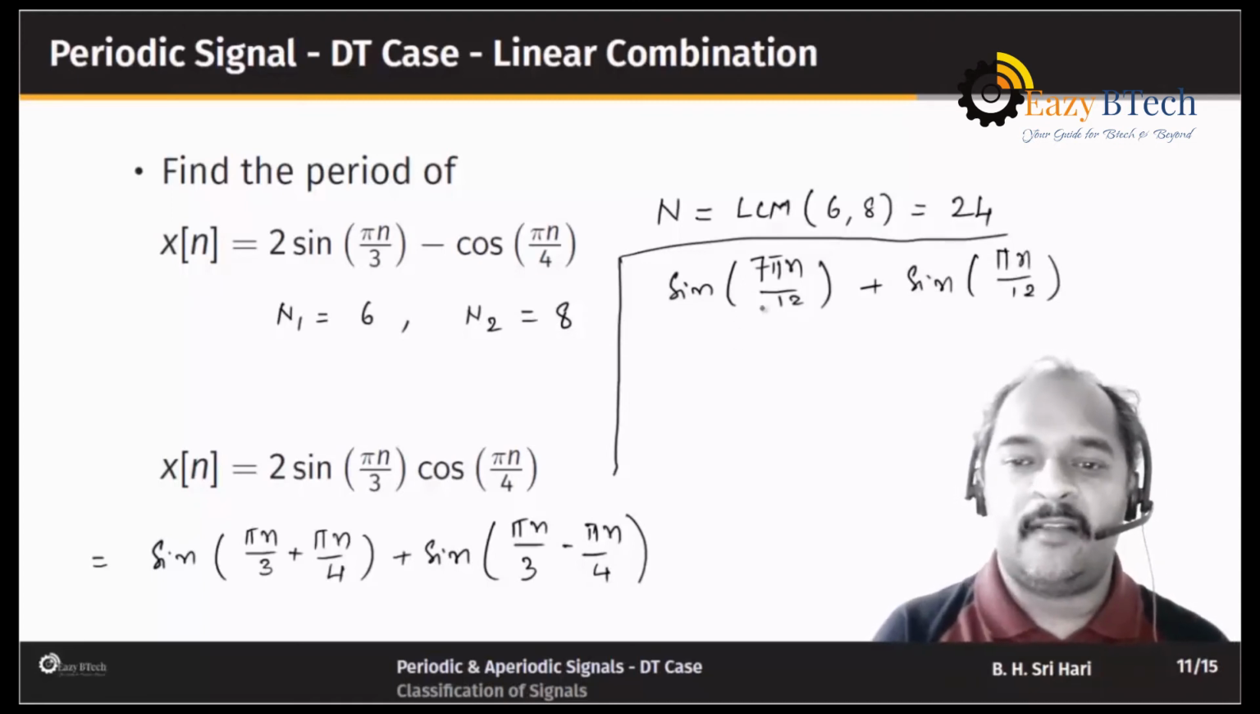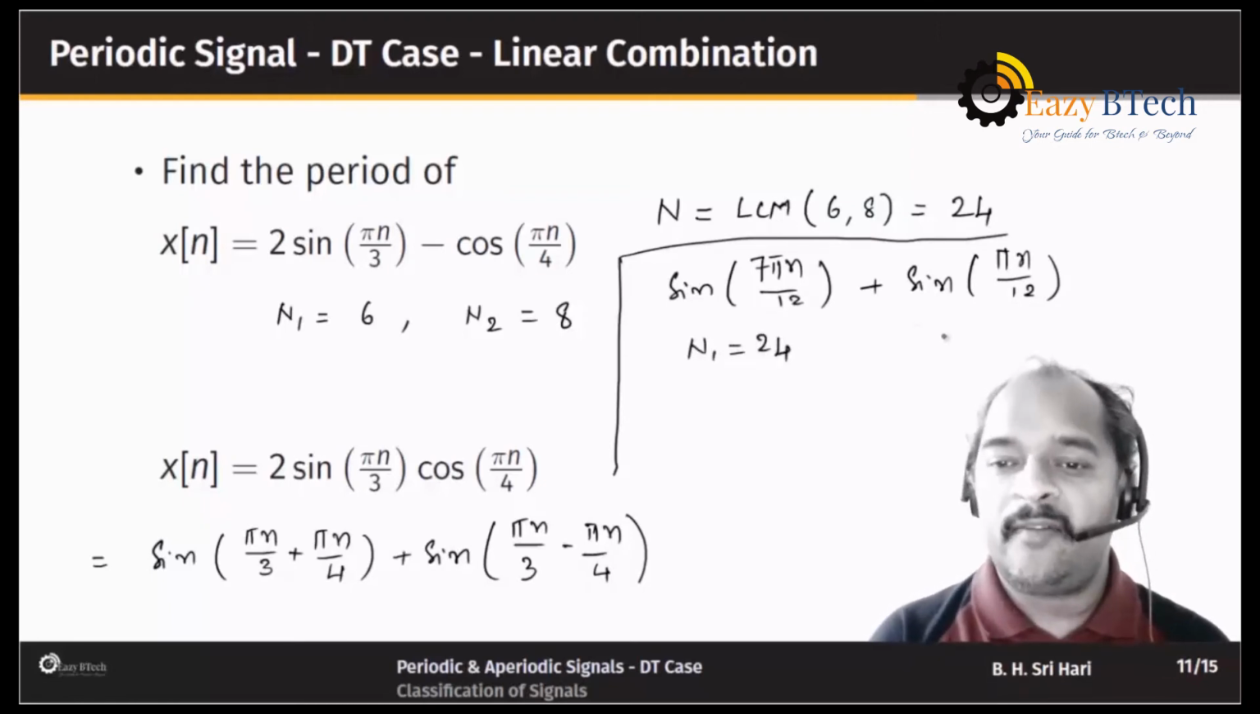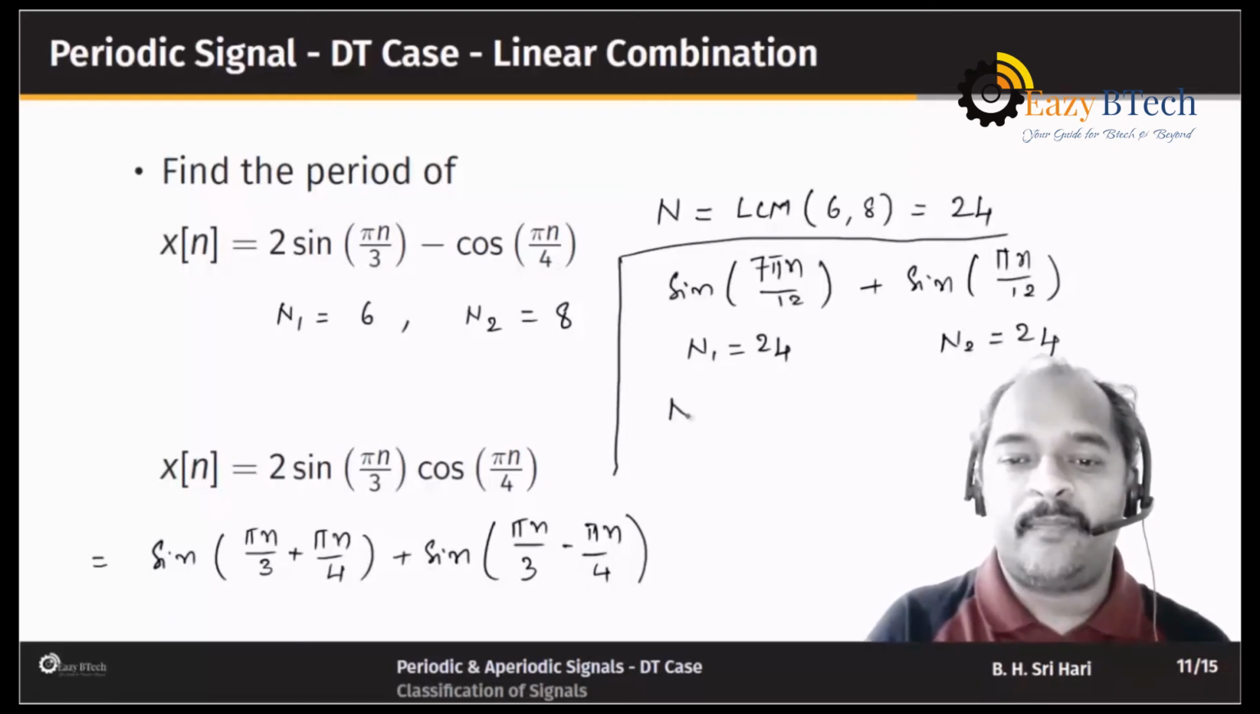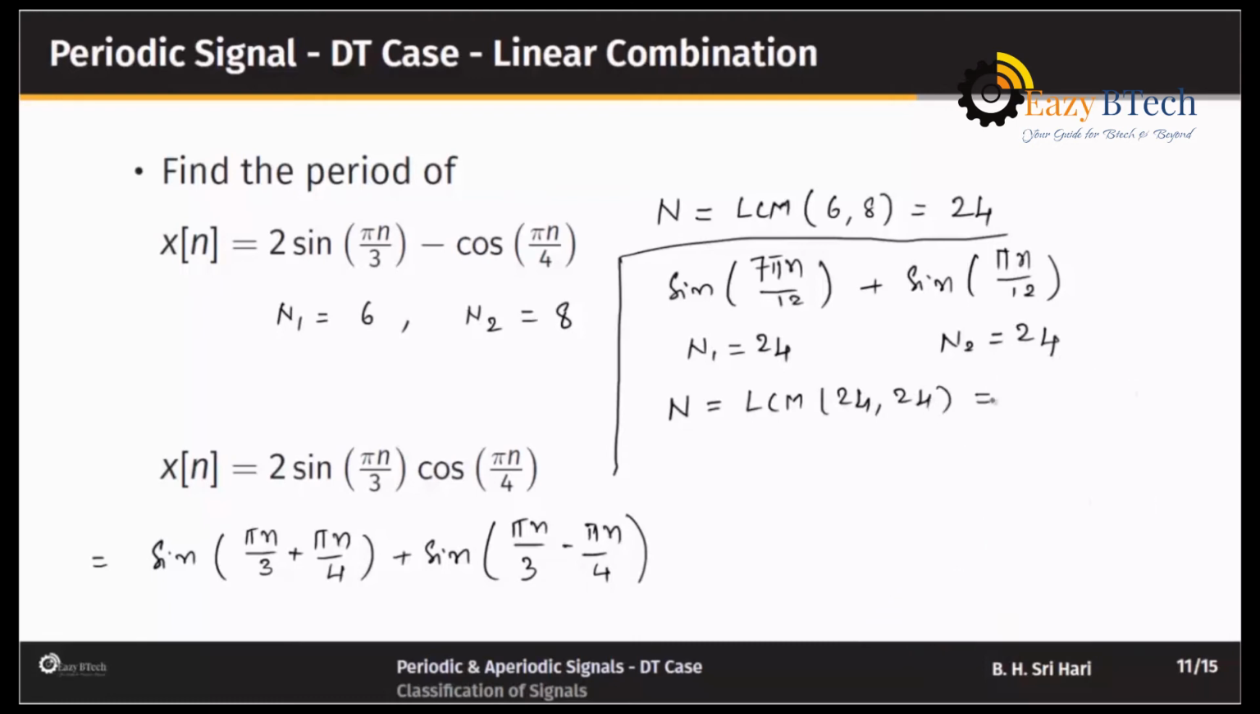You can see that the period of the first signal, n1, turns out to be 24, and even for the second signal n2 also turns out to be 24. Hence what is the period of the whole signal? N is the LCM of 24 and 24, which is 24. In that way we can find the period of the product of sinusoidal signals also. You have to split the signal, or write it as a linear combination of sinusoidal signals.